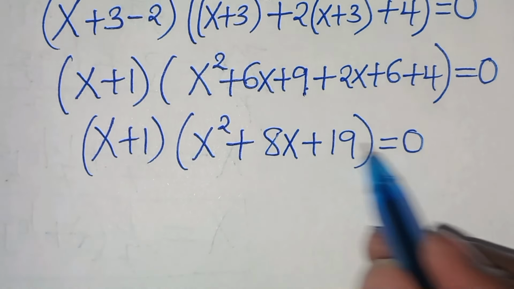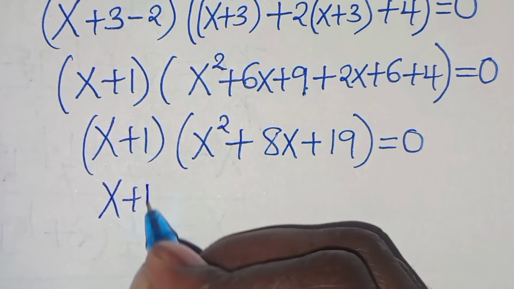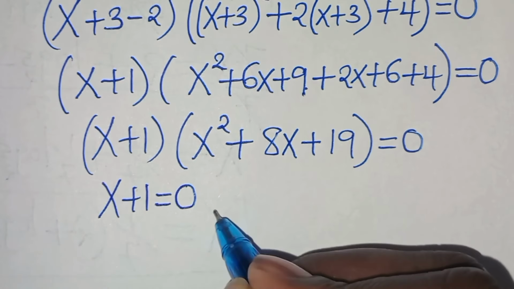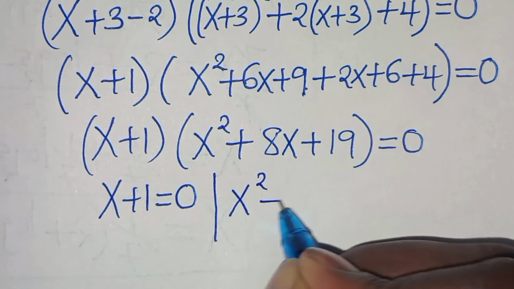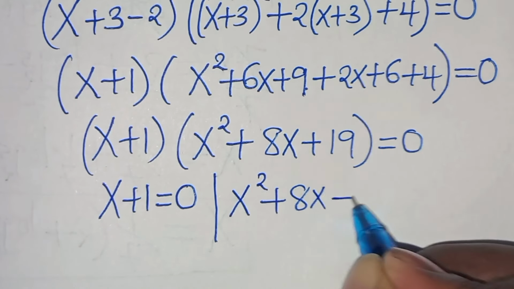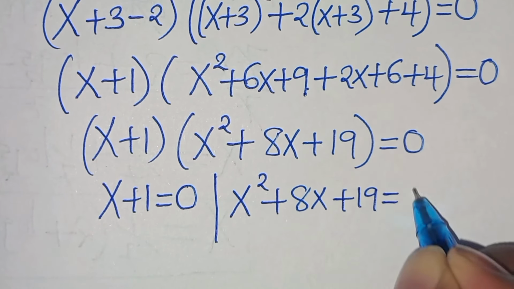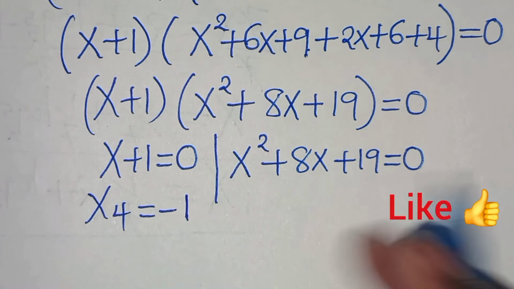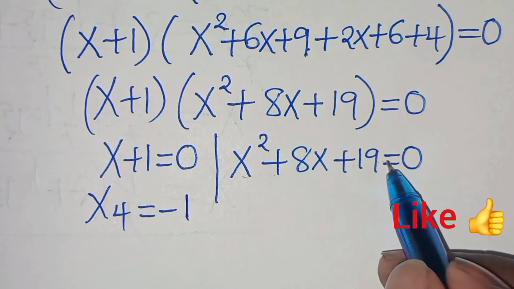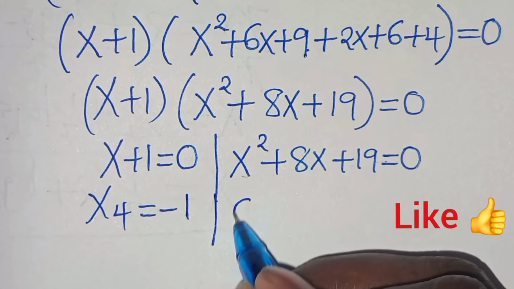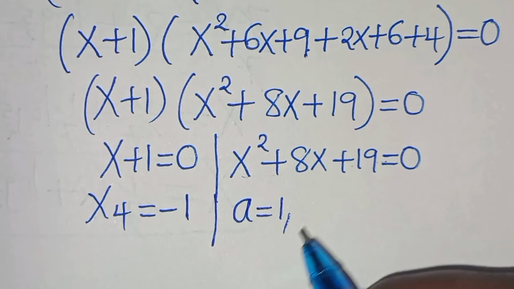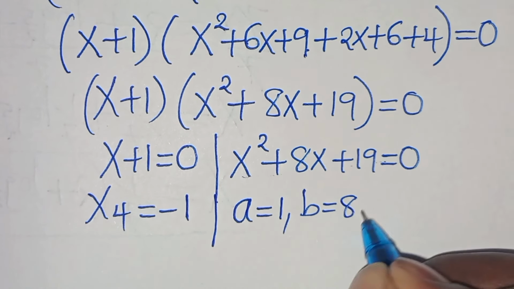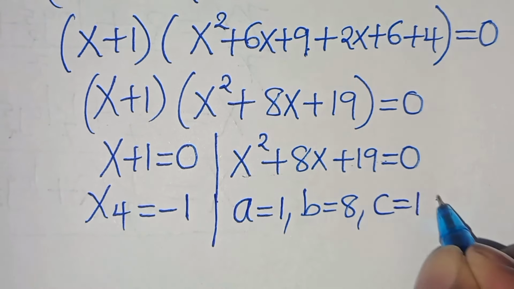Now we have got two parts. We have x plus 1 equal to 0, and we have x to the power of 2 plus 8x plus 19 equal to 0. This implies that x4 is equal to minus 1. This is the second real solution that we have. And the second part here is a quadratic equation where we have a equal to 1, b equal to 8, and c equal to 19.